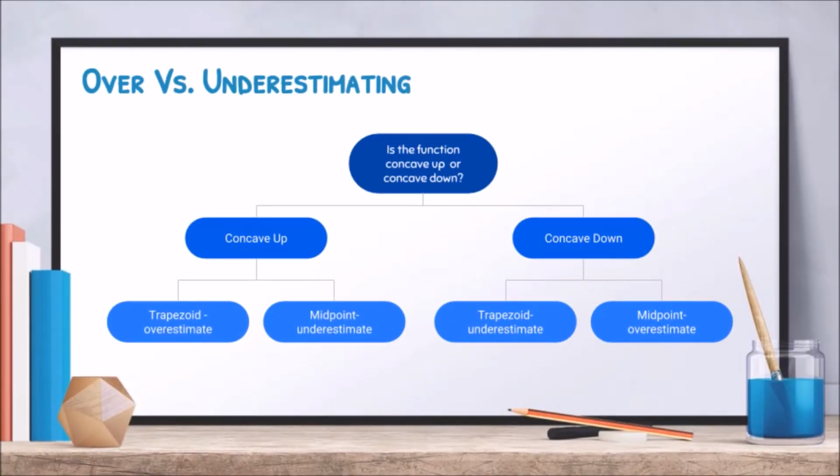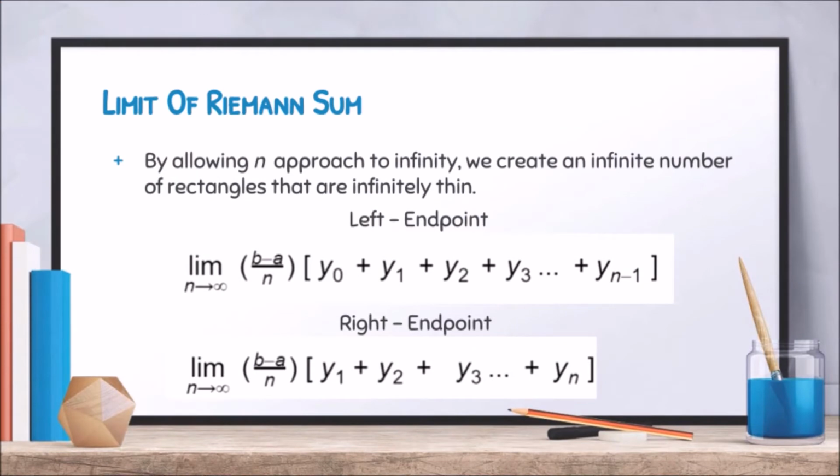For trapezoid and midpoint, you can use concavity. If it's concave up, the trapezoid would be an overestimate and midpoint would be an under. For concave down, trapezoid would be an underestimate and midpoint would be over. You can also take the limits of Riemann sums by allowing n to approach infinity and creating an infinite number of rectangles that are infinitely thin. And these are the formulas.